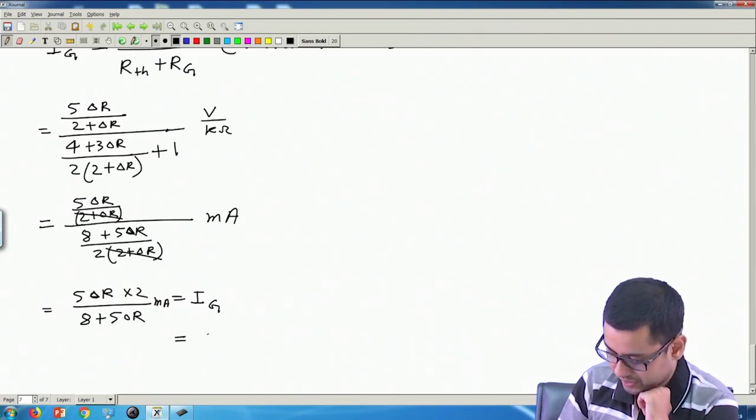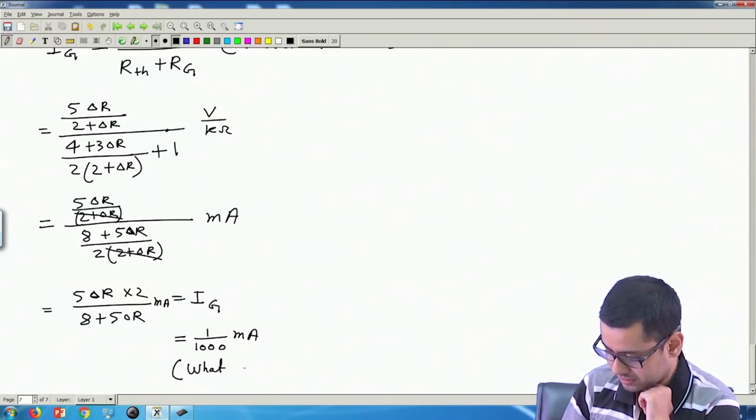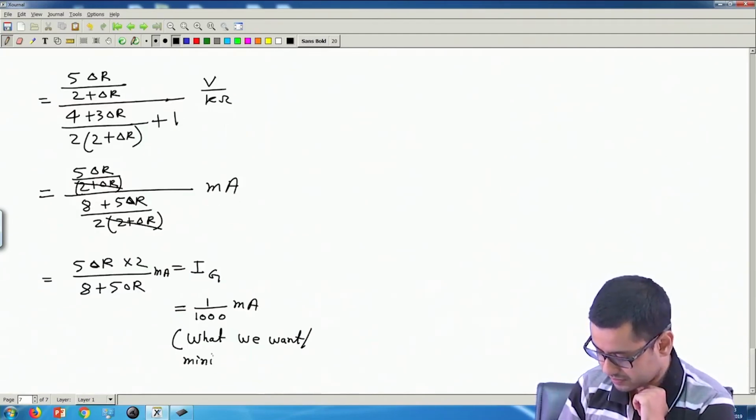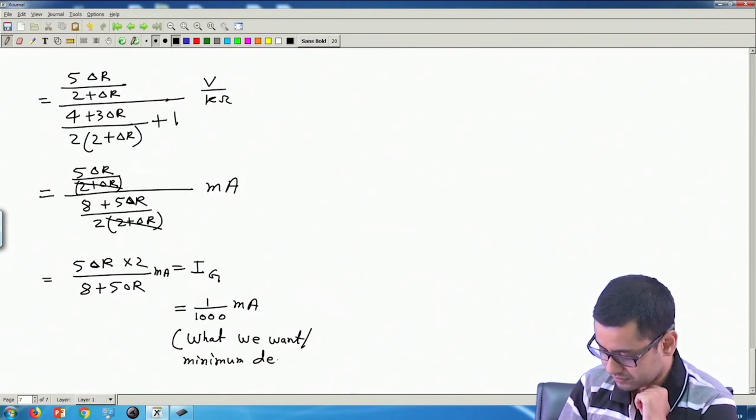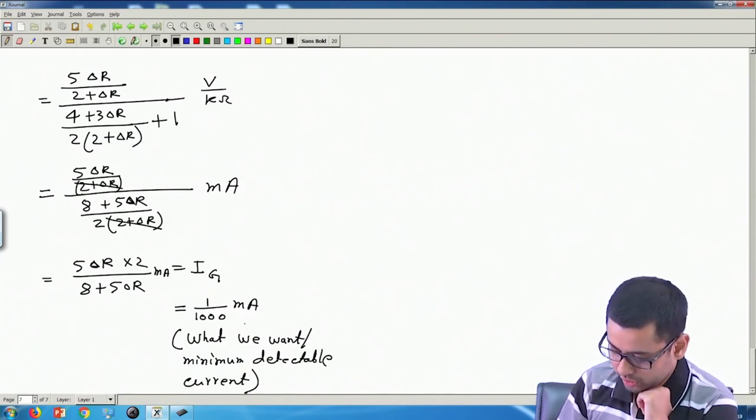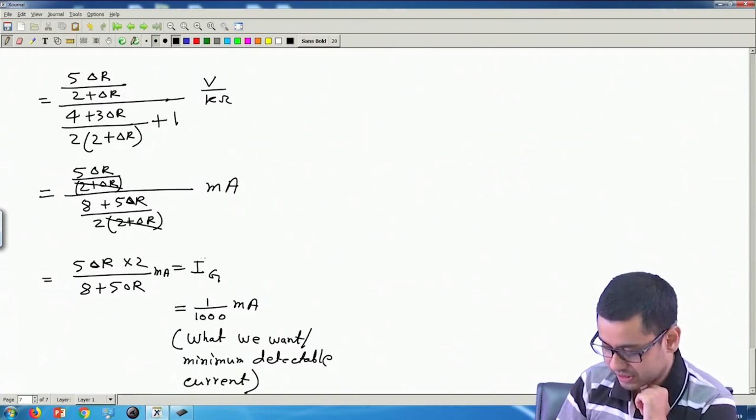1 microampere means 1 by 1000 milliampere, because this is what we want, or this is the minimum detectable current. So this is the minimum current that we can detect. The question we are asking is: for what value of delta R will this current be the same as the minimum detectable current, 1 over 1000?